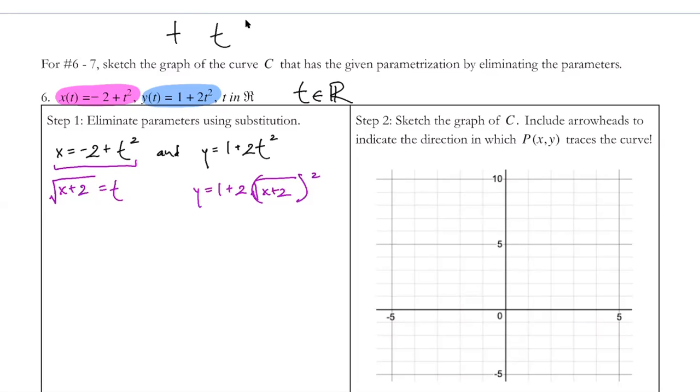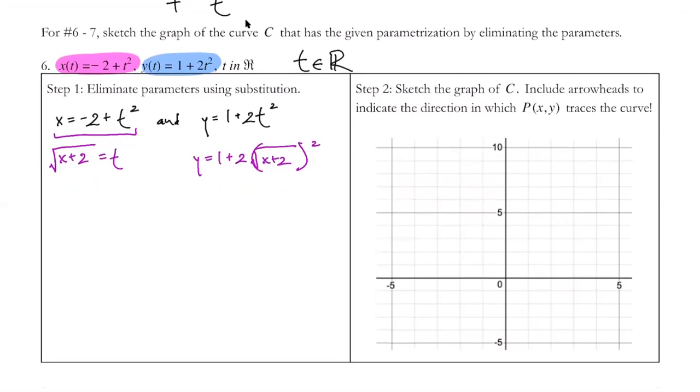I think as a general strategy, that's not a bad idea. We can solve for t and plug it into the other one. In this case, though, if we work this out, we'll get 1 plus 2 times x plus 2, right? Because a square and a square root cancel each other out. And so we get an answer. This would be our answer.